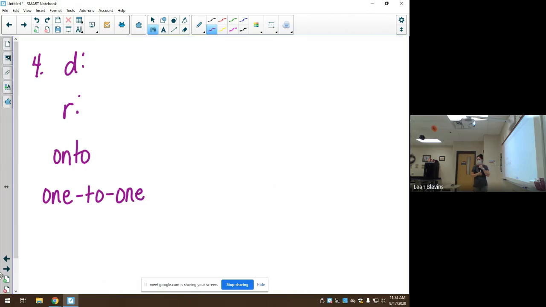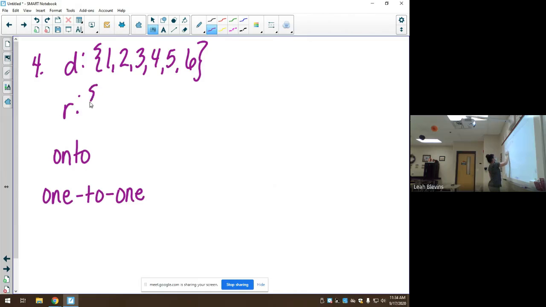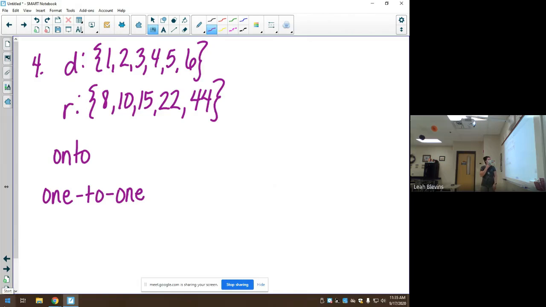So my domain is all the values listed in the weeks. So my domain is 1, 2, 3, 4, 5, and 6. Read to me my range, please. 10, 15, 22, 15, 40. Perfect. Now notice when I wrote it out, I only wrote the number 15 once because it's already there. And I always list them in order from least to greatest. So there's my range.